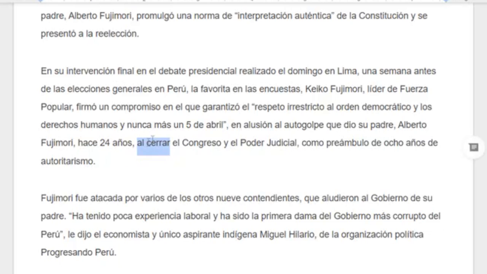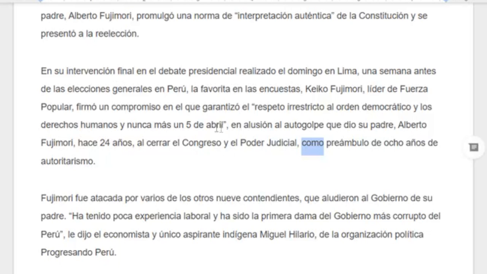Then al cerrar, al comes from a plus el, al. Al is one of the only 2 contractions in Spanish. A, el is al, so to the. Cerrar is the infinitive form of closing the Congress. So we'll come back and look at this whole thing together. Y el poder judicial, the power judicial. And since those are capital letters, we know that's like the name of something. And in this case, I think that's probably like the Supreme Court, because to the closing of the Congress and the Supreme Court, which is, I'm pretty sure what he did. Como, which can be a question word, but in this case, without the accent, it means as or like, but in this case, as preámbulo, a preamble de 8 años, of 8 years, de that's a hard word, de autoritarismo.